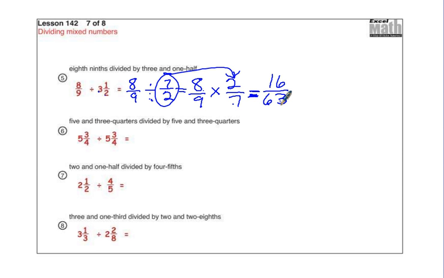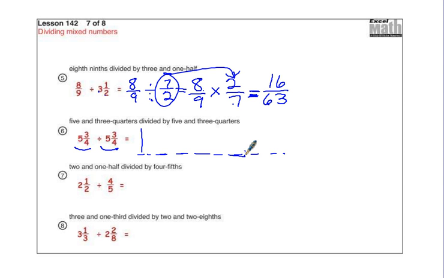5 3/4 divided by 5 3/4. Now, many of you probably did a whole bunch of work out here. You didn't have to do that on this one because any number divided by itself is always equal to 1. So that's all you had to do is write 1 for that one. That was kind of a trick problem. Number 7, 2.5 divided by 4/5. And by the way, if you did a bunch of work out here, just leave it there. You don't need to erase it or anything.